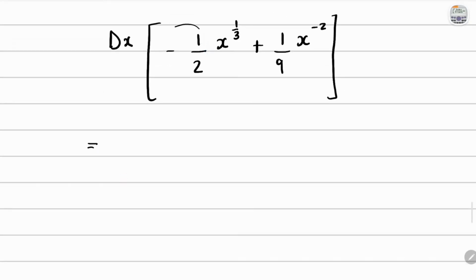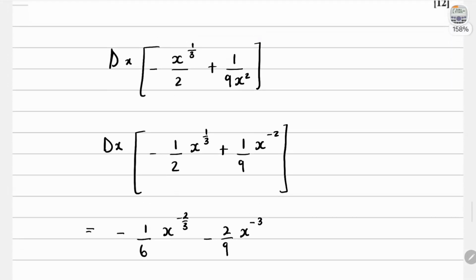So we'll say coefficient times exponent. So that's going to give us negative 1 over 6x, and then exponent minus 1. 1 over 3 minus 1 is like saying 1 over 3 minus 3 over 3, which is negative 2 over 3. So negative 2 over 3. And then same thing here, coefficient times exponent, which gives you negative 2 over 9. And then exponent minus 1, which is negative 3.